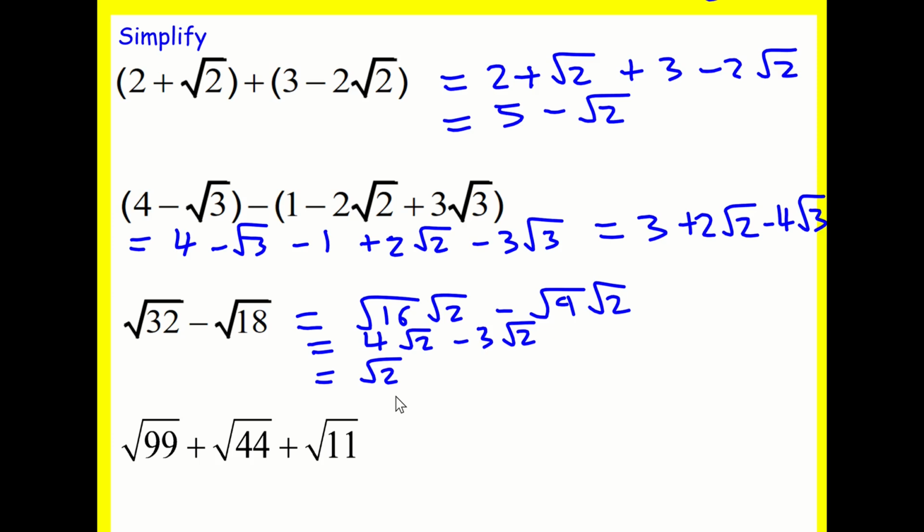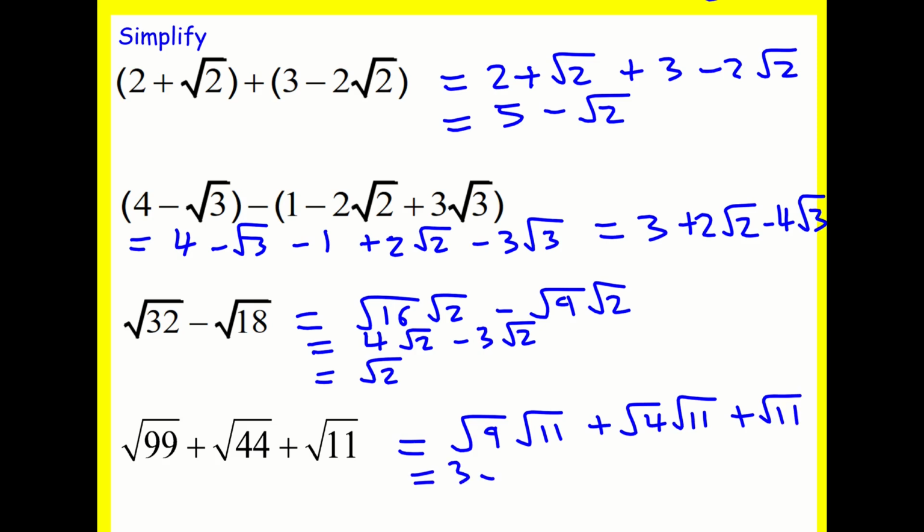And if you weren't sure about that, but you understand it now, try this next one. Well, 11 goes into all of these, and actually a square number can be multiplied by it, so it's going to be root 9 root 11 plus root 4 root 11 plus root 11, which gives me 3 root 11 plus 2 root 11 plus root 11, which is 6 root 11.